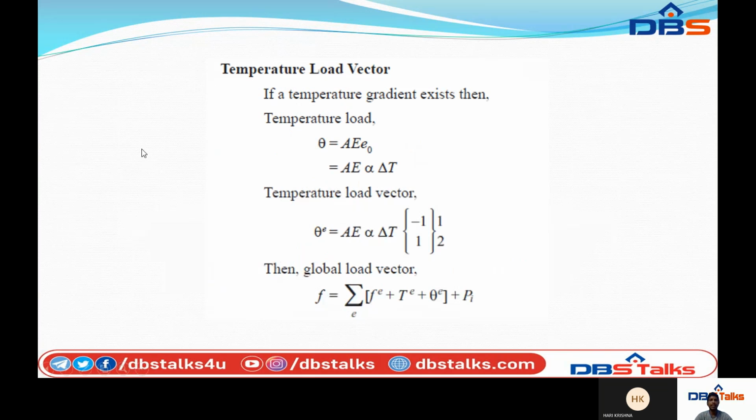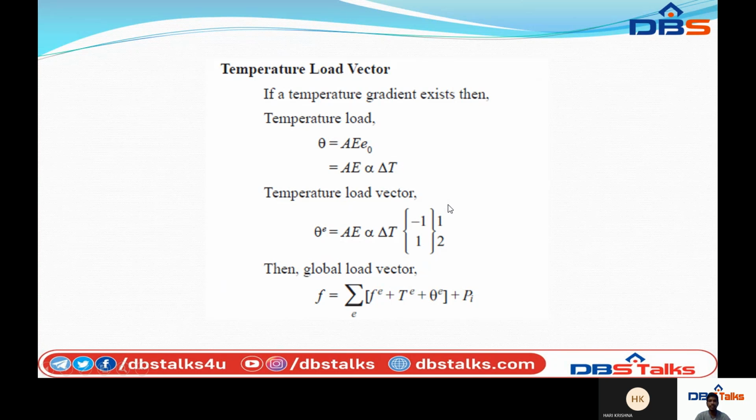After that, temperature load vector. This is the final term. If a temperature gradient exists, then the temperature gradient theta will be given in that problem. Then the temperature load theta equals A E E naught, where E naught equals alpha delta T. Alpha is the thermal expansion coefficient, delta T is the temperature change. Temperature load vector theta equals A E alpha delta T times [minus 1, 1].